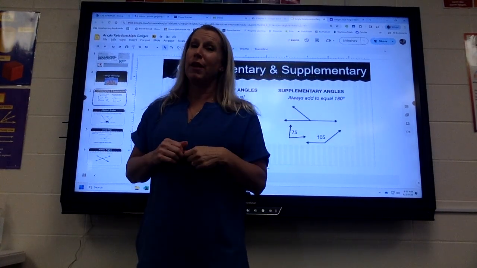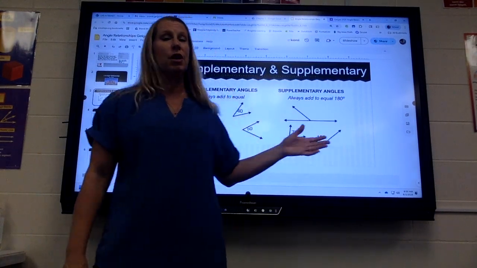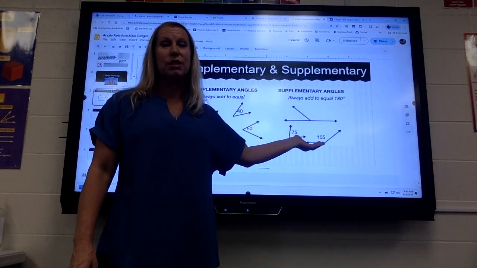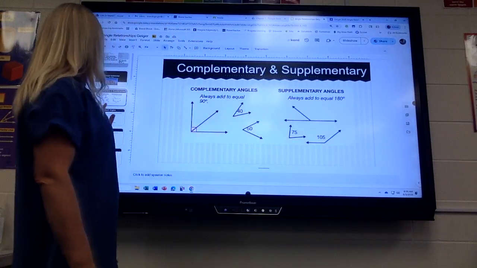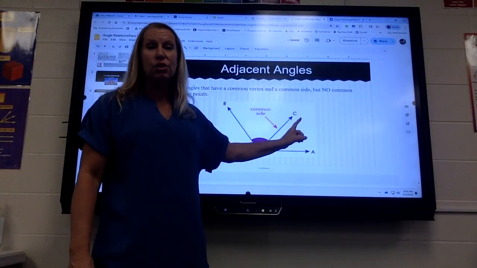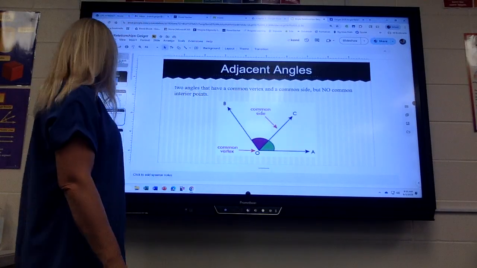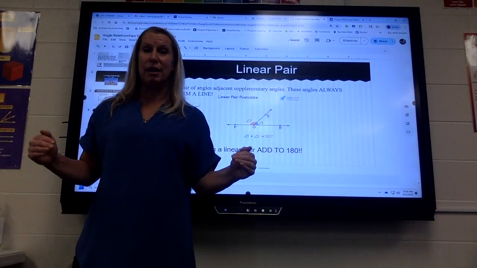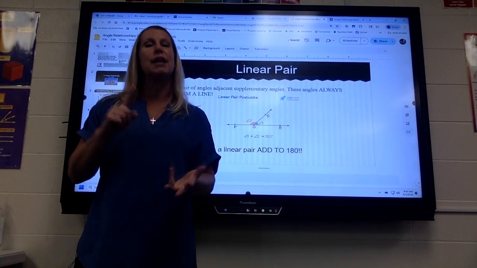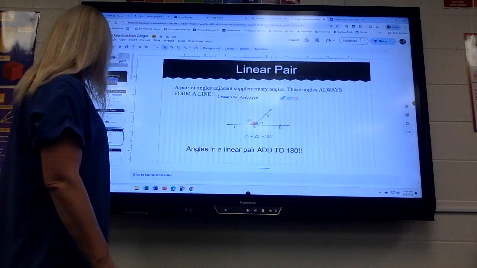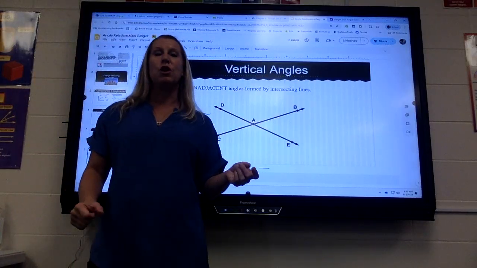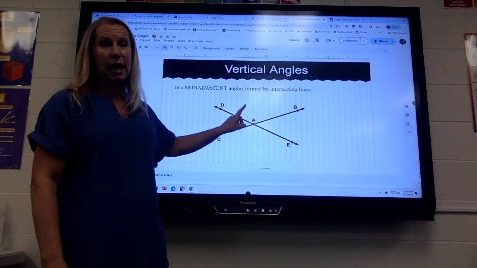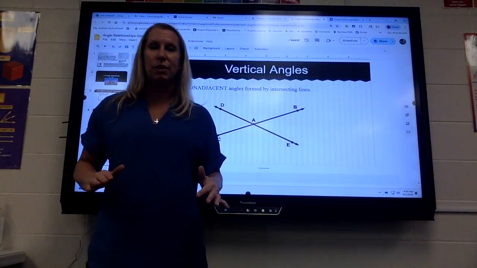Okay, one more day of angle relationships. So, quick reminder, complementary angles add to 90, supplementary angles add to 180, adjacent angles share a side, a linear pair makes a straight line, they are adjacent and supplementary, and then vertical angles are formed by intersecting lines. They are opposite angles and they always equal each other.